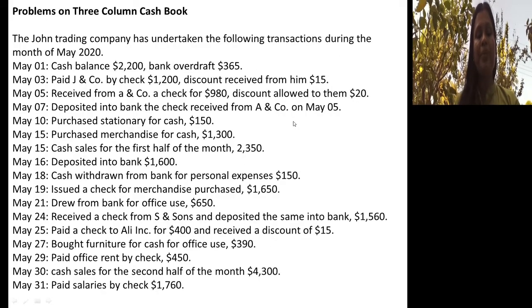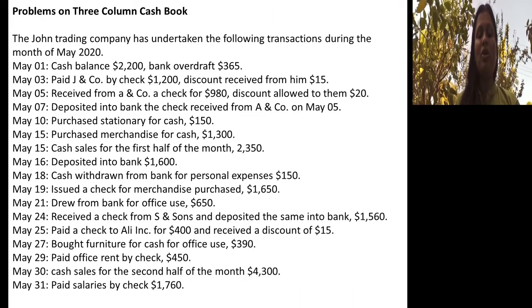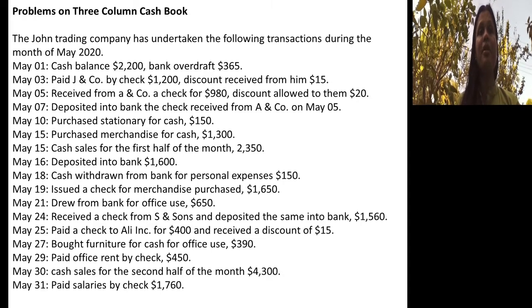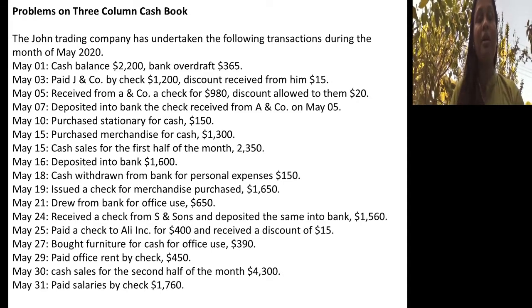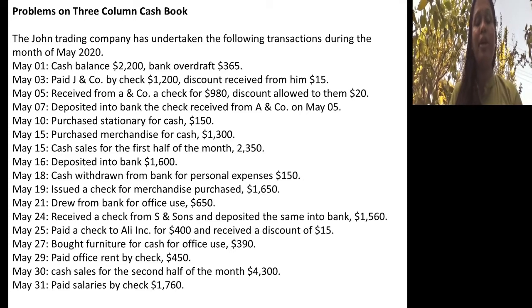Next one, cash withdrawn from bank for personal use. If cash is withdrawn for personal use, the journal entry is drawings account debit to bank, because you withdrew from the bank, not from the office. Sorry, from the office. If cash is withdrawn by the owner for his personal use from the office, the journal entry will become drawings account debit to cash.